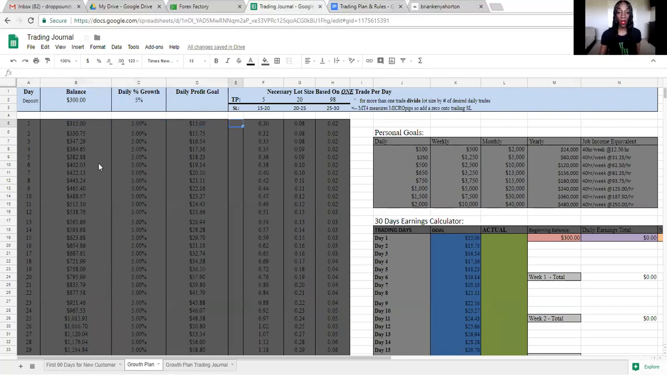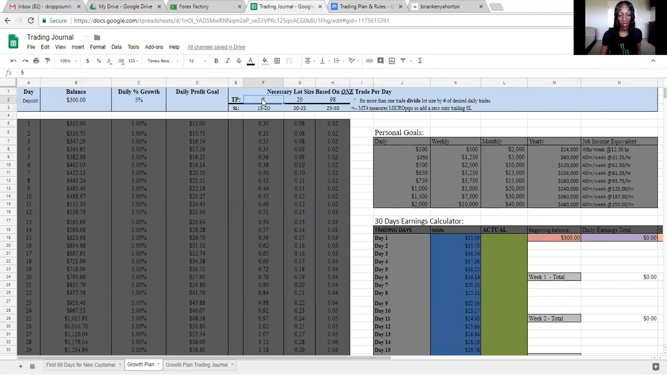Well, up here where it says necessary lot size based on 1 trade per day, you can edit this section. So you have to decide, how many trades do I want to place a day? Do I want to place 1 trade, or do I want to do 3 trades or 5 trades? Well, this is an example. Take profit just means how many pips. So this is 5 pips, this is 20 pips, this is 98 pips.